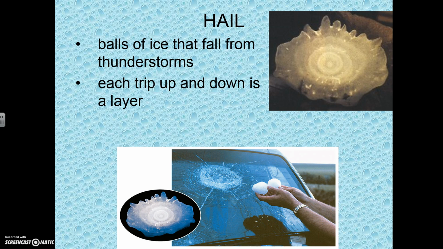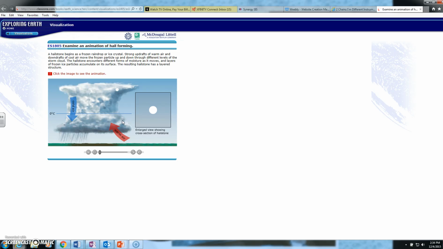Each trip up and down is a layer. So this is kind of cool to see how hail forms. So it goes all the way like this. Every time it comes up and down, it gets bigger and bigger. So sometimes we'll see really big hail. That's because they've stayed in the cloud really, really long, and they'll come down like this. But if it's really small, it probably dropped right there instead of doing all those extra things. So kind of cool.